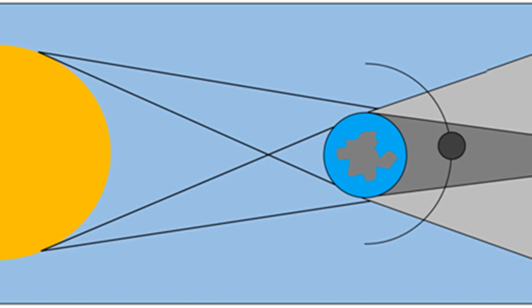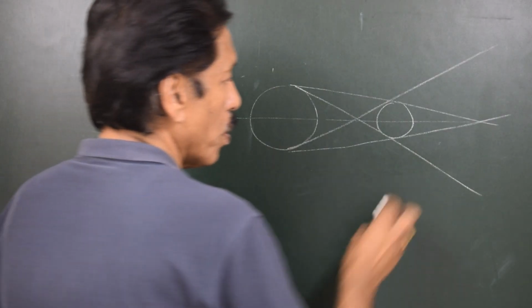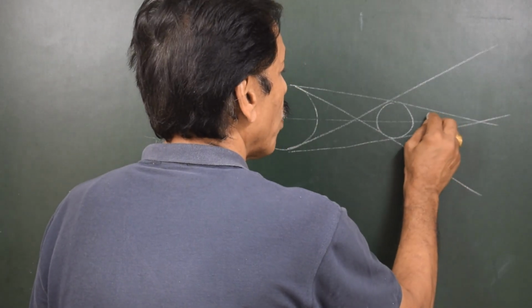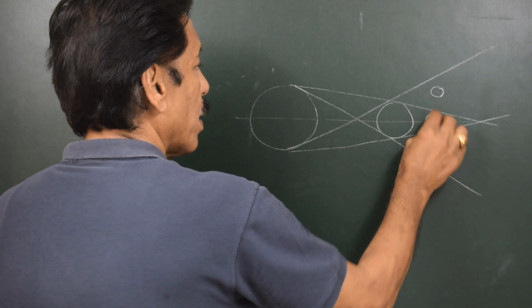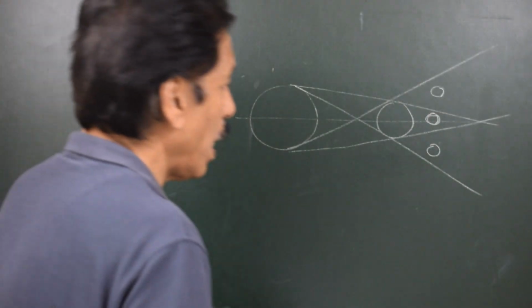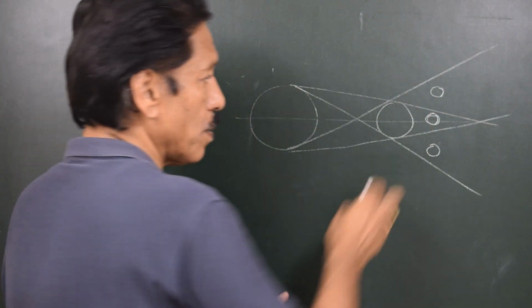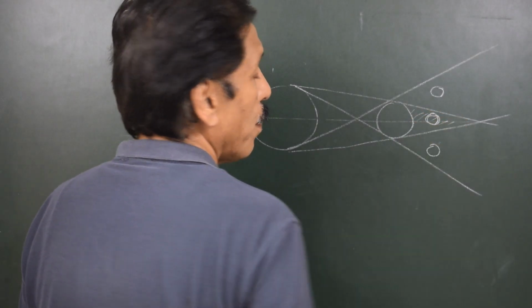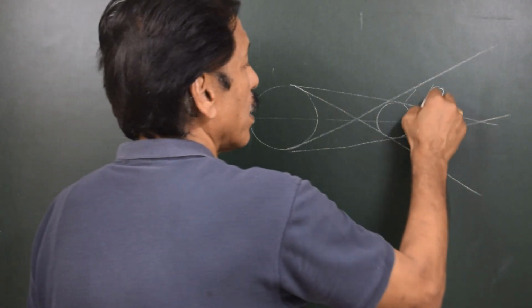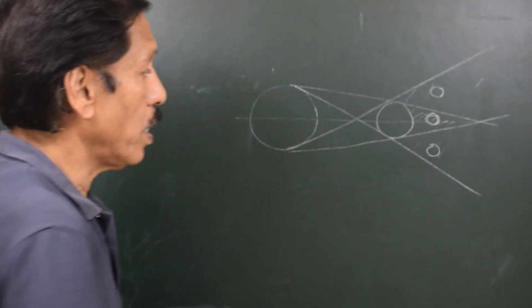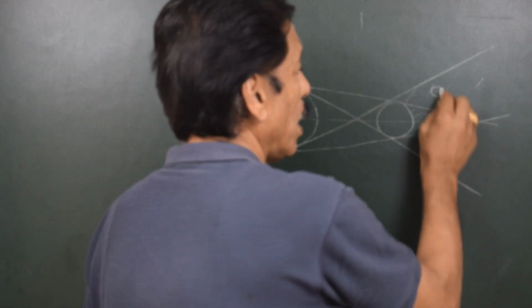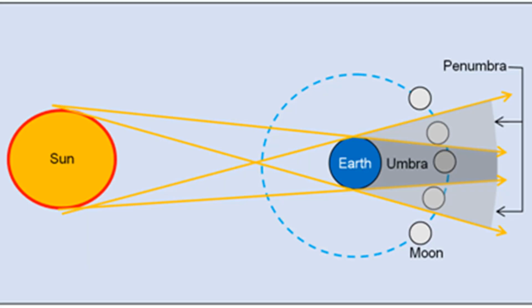Let us look at the other situation. This is the sun. Earth is obstructing the sun's light from reaching the moon. The moon could be in this region, this region, or this region. Over here the light is totally obscured and the moon is in umbra. This central conical region is called umbra, and the cone-shaped structure outside the umbra is called penumbra. So here the moon is in penumbra, and here the moon is in umbra.